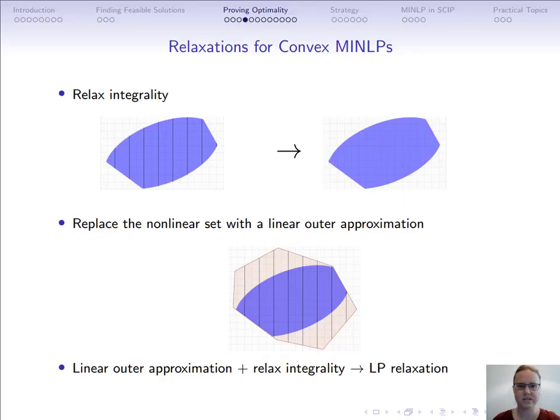In the convex case, simply dropping the integrality requirements and solving the resulting NLP is enough for obtaining a valid lower bound. However, it can also be useful to get rid of nonlinearities by building a linear outer approximation of the feasible set. And if you combine the two, then you obtain a linear programming relaxation.